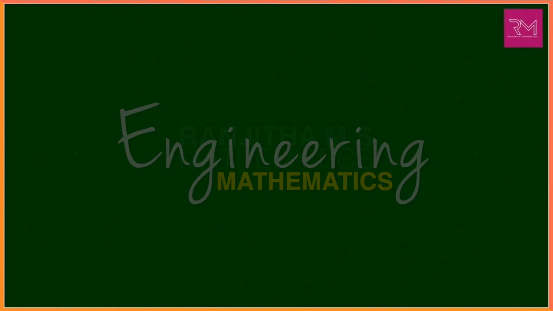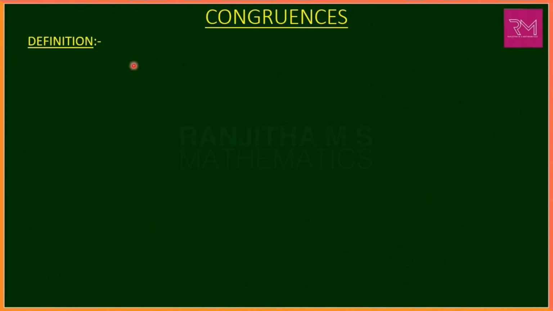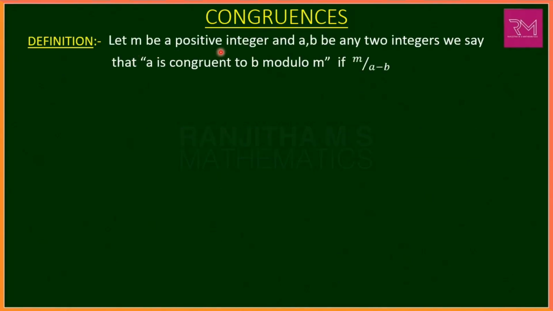In this video, we are going to study some important concepts of congruences. First, let us understand the definition of congruences. Let m be a positive integer and a and b be any two integers. We say that a is congruent to b modulo m if m divides a minus b. So the condition holds if m divides a minus b.